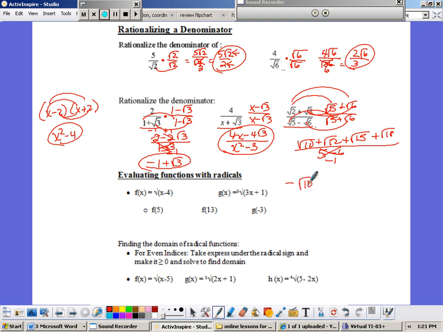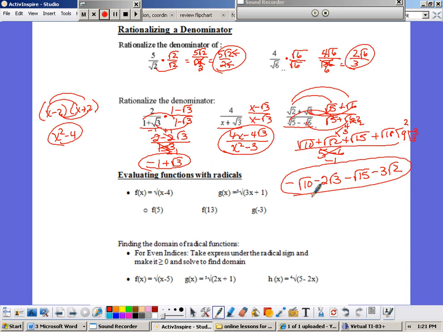So it's negative square root of 10. 12 breaks into 4 and 3, 2 and 2. So it's negative 2 square root of 3. 15 will not break down, so it's negative square root of 15. And 18 is 2 and 9, 3 and 3. So 3 comes out, so it's negative 3 square root of 2. None of the radicands match, so I'm finished.